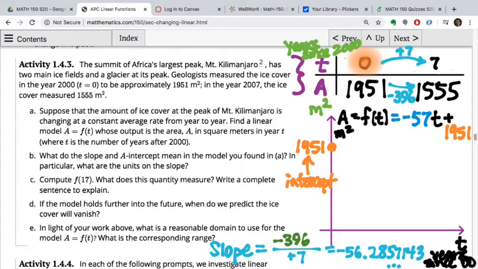Where the role of m is played by our slope, this number. The role of b is played by our vertical intercept. And the role of x is played by our independent variable t. So there is my linear model for this ice shelf melting. F of t is negative 57t plus 1951.